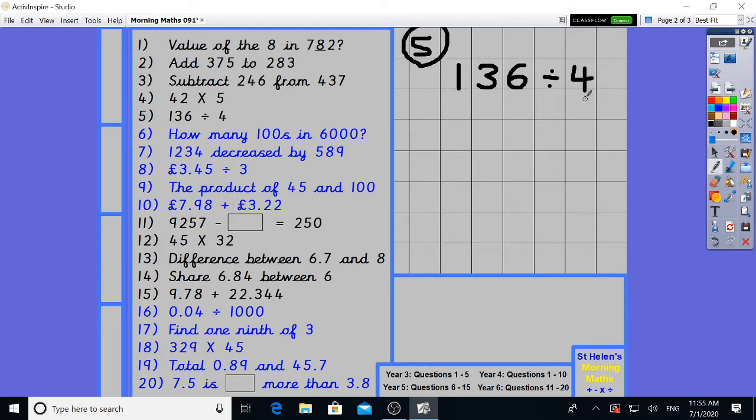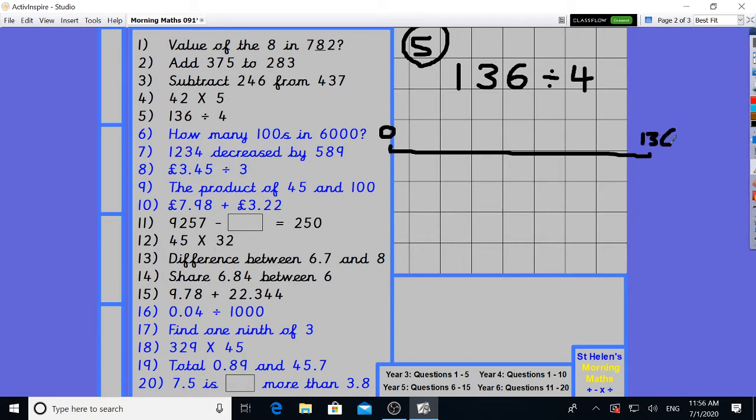So we could sing our 4s up to 136, but as you probably know, we'll run out of the 4 times table song, because it ends on 48, doesn't it? So it's going to go a long way past. We could start at 0 on a number line, and we could jump our way up in 4s to 136, but that would take a long, long, long time.